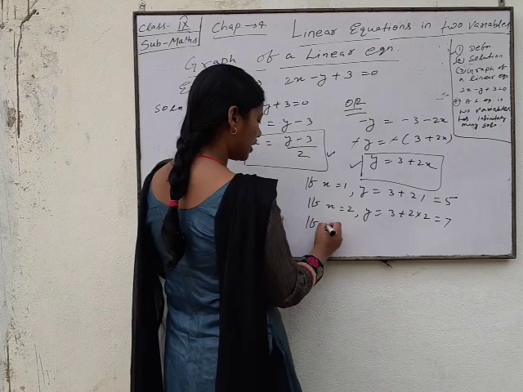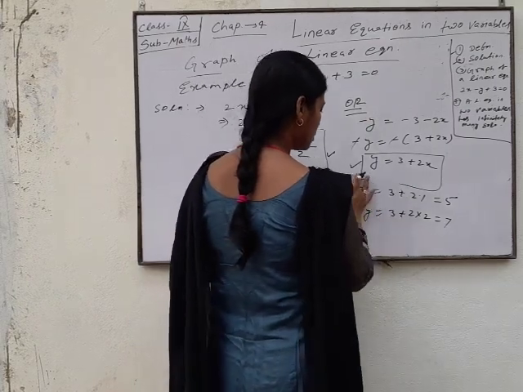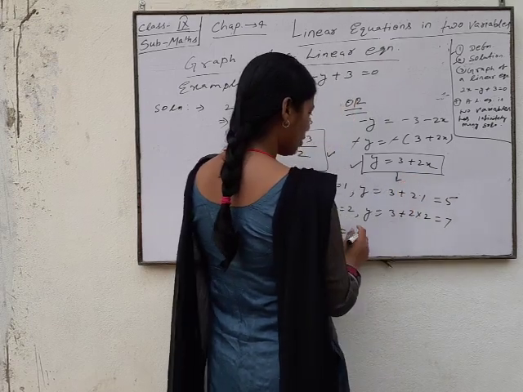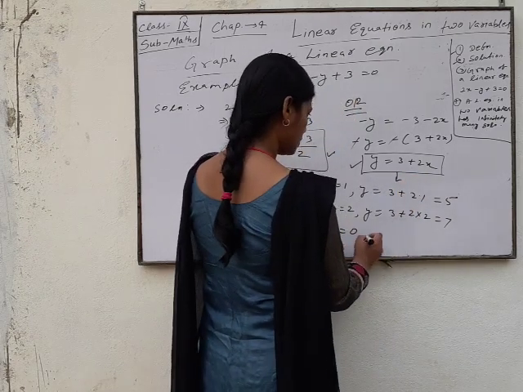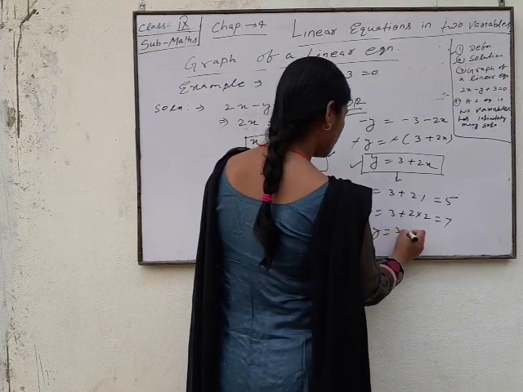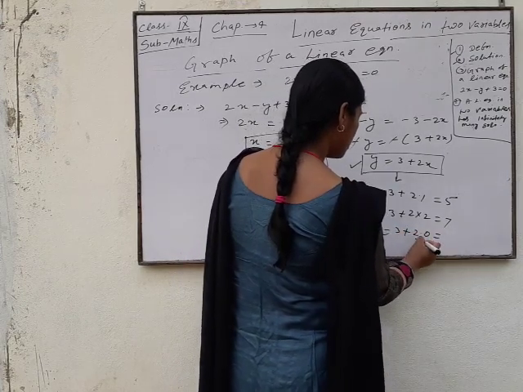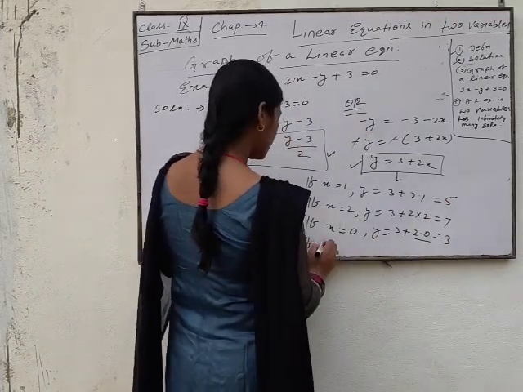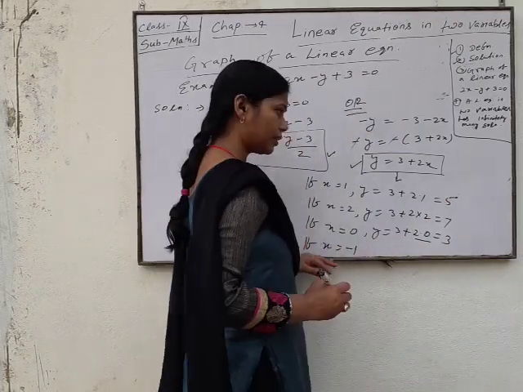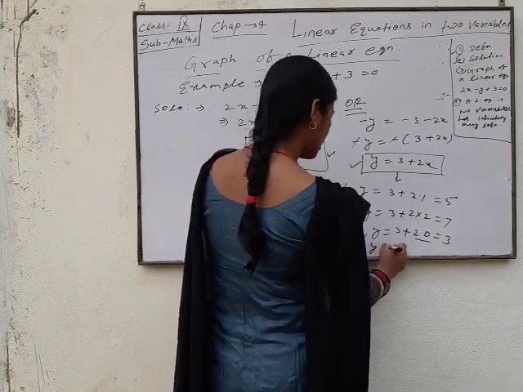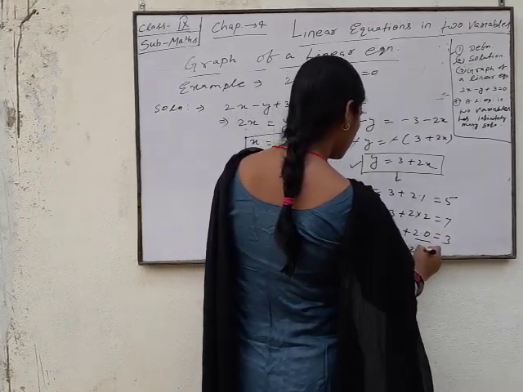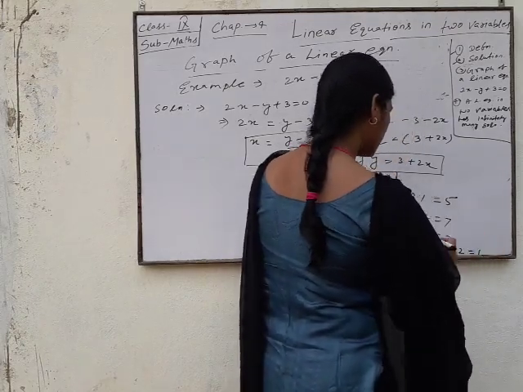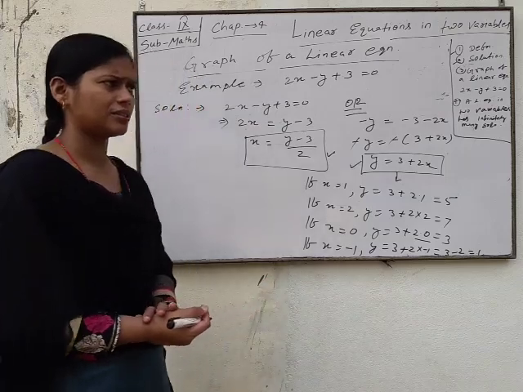Now if we take x equal to 0, then y equal to what? 3 plus 2 into 0. This is 0. What is left? 3. One more. If x equal to minus 1, then y is equal to 3 plus 2 into minus 1. It means 3 minus 2 is equal to 1. These are the 4 pairs.